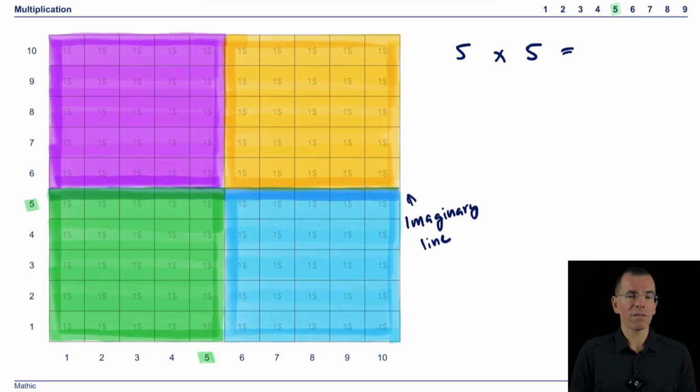As 5 is half of 10, in our 10 by 10 table, 5 times 5 is equal to 1/4 of the entire table. As the number of squares in the entire table is 100, 1/4 is 100 divided by 4, and we get the final result.